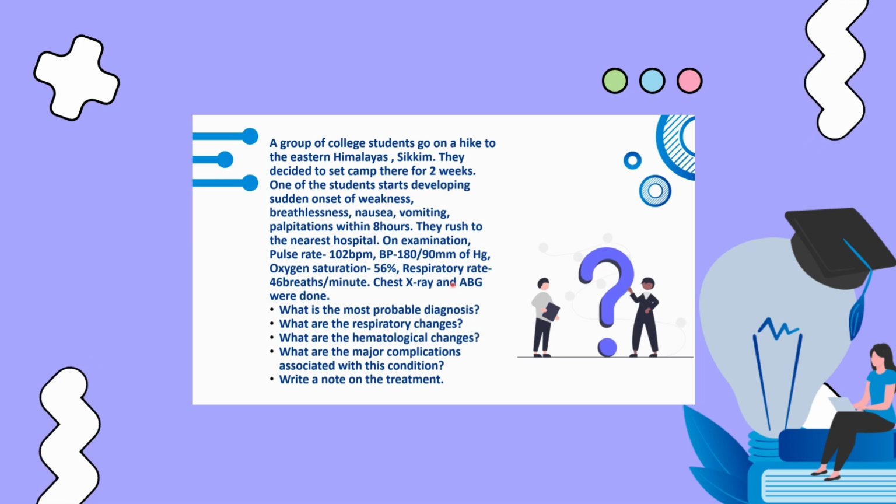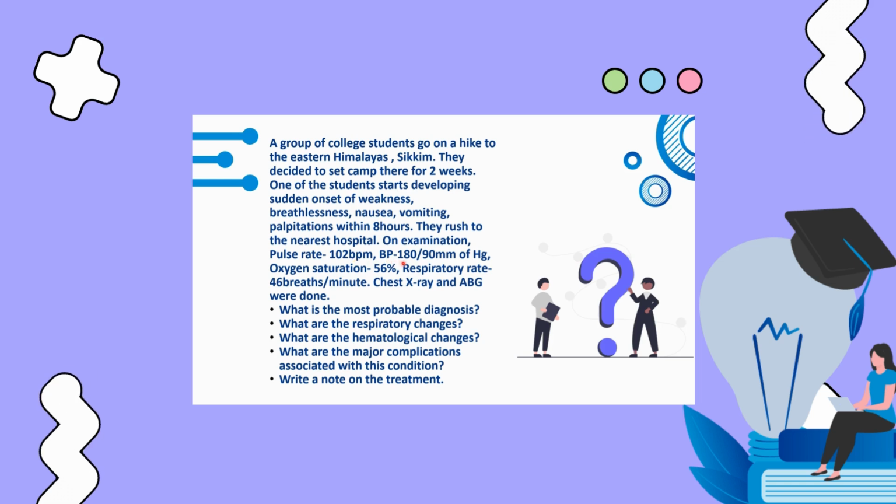Now, for diagnosis, first we have to see the key features of the case. So let us see what are the key features. Obviously, the students have visited a high altitude and they have decided to stay there for 2 weeks, but within 8 hours of reaching, there are certain symptoms, that is weakness, breathlessness, nausea, vomiting, palpitations. And on examination, what we find is there is tachycardia. The pulse rate is quite high. Whenever the pulse rate is more than 100 beats per minute, it is known as tachycardia.